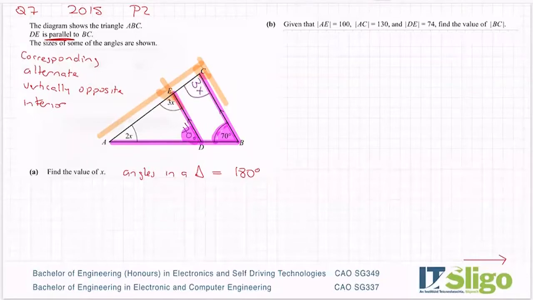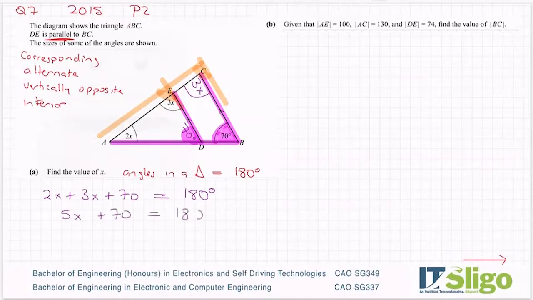Okay, so in the big triangle, I have three angles now, 2x, 3x, and 70. In the small triangle, I have the same three angles, 2x, 3x, and 70 degrees. Okay, so 2x plus 3x plus 70 adds up to 180 degrees. Okay, 2x and 3x is 5x plus 70 is 180.